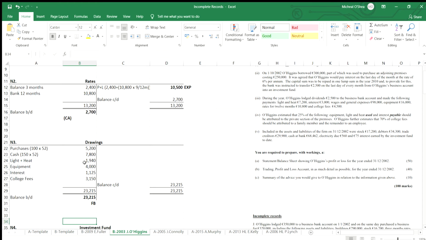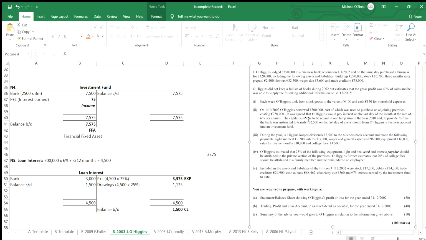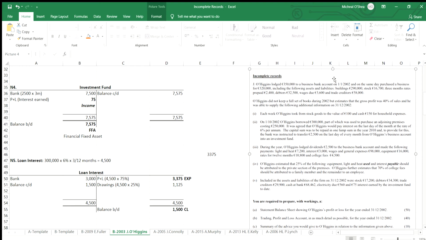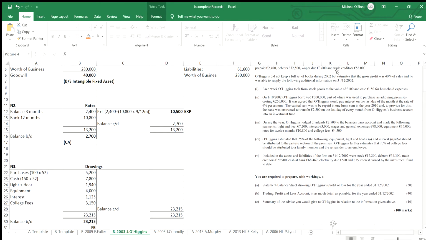I'm not going to look at drawings yet. We'll get back to that. The next thing I'll look at is the investment fund. We're told a little bit about drawings, so we can look at the beginning of drawings, because we're working our way down from the top of the question. We're told that each week Higgins took from stock of goods to the value of 100. So each week we took 100 out of our stock, and we took 150 out of our cash, and we used these for our household.